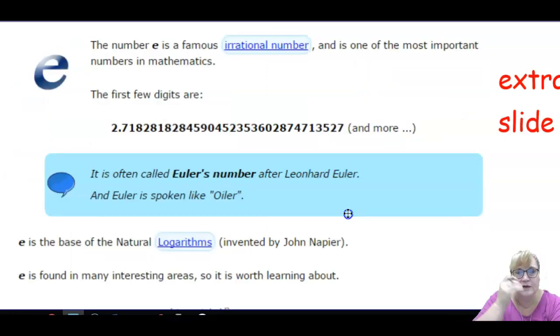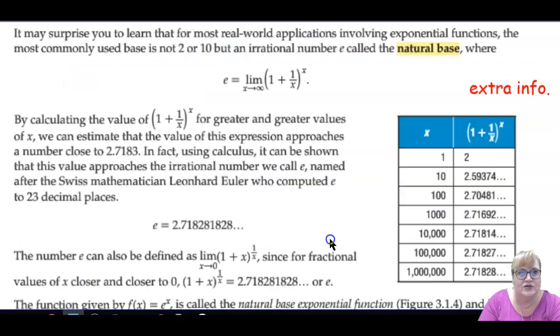All right. Now, this is an extra slide that I stuck in here to talk about the number e. It is often called Euler's number. It's pronounced like Euler. It is the base of the natural logarithms, which were invented by John Napier, and has lots of applications. I like the next slide here because I show you how they actually come about this.